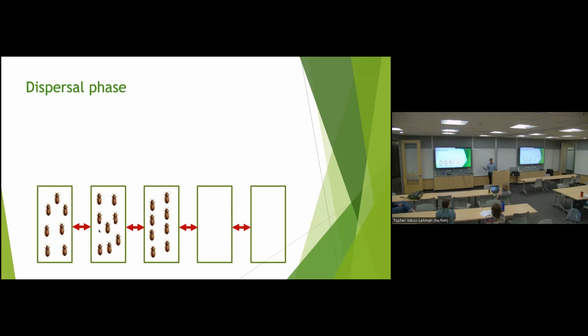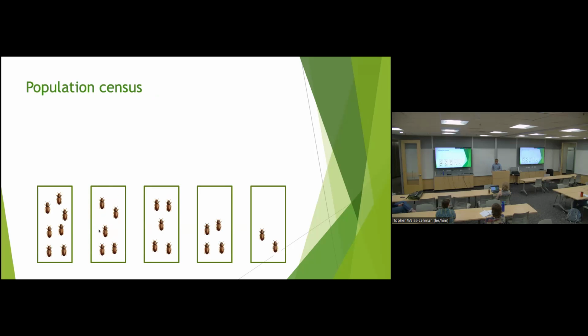So the beetles can kind of freely move throughout the landscape during this sort of dispersal phase of their generation. After a set amount of time, we cut off dispersal among these patches again, and then we're able to census these populations so that we can get a precise count of how many beetles are where in the landscape.